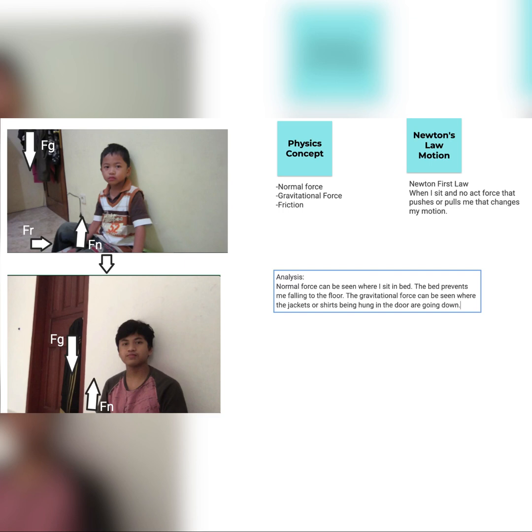The gravitational force can be seen where the jackets or shirts hung on the door are pulled down, and friction is when two things touch, like me and the bed. And for Newton's law of motion, Newton's first law: when I sit, there is no force that pushes or pulls me that changes my motion.